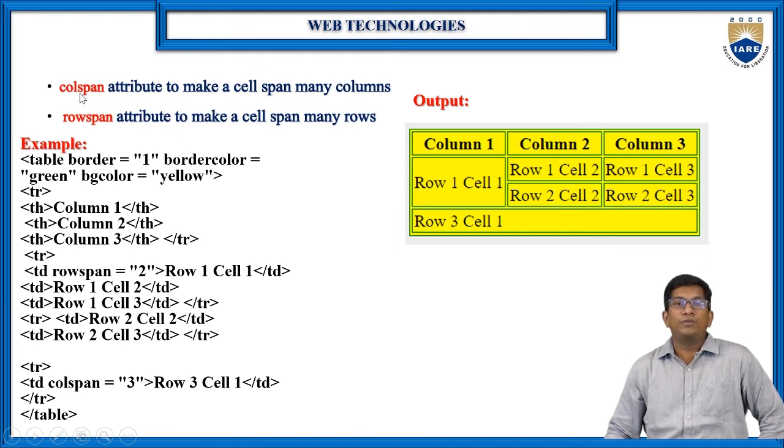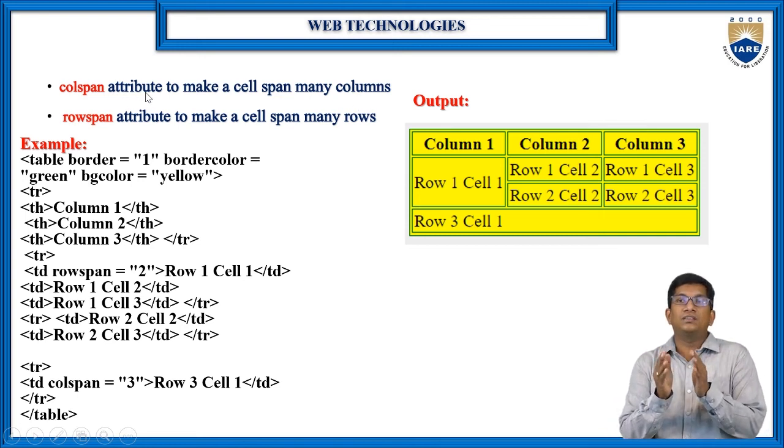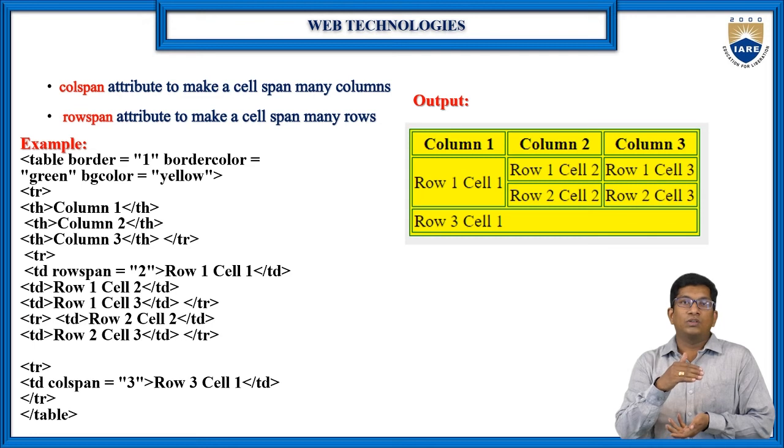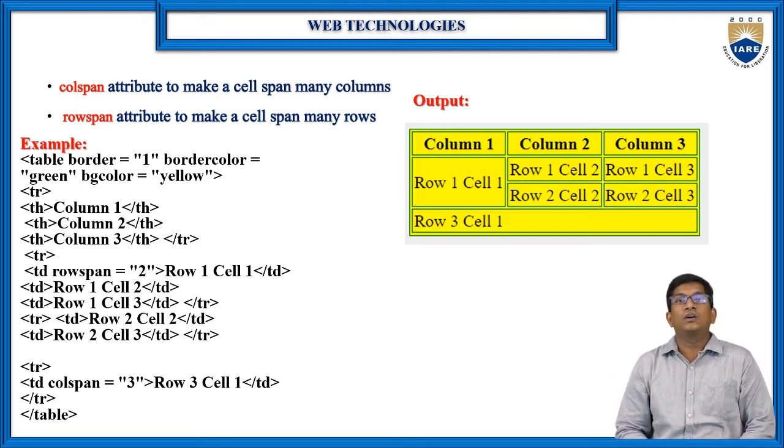So 2 more attributes in the table tag are col span and row span. The col span attribute is used to make a cell span many columns, right? If you want to merge 2 or more columns, then you have to use col span. If you want to merge rows, then you have to use row span. See here in this example, we have 3 columns. If you want to merge those 3 columns, then you have to use col span. If you want to merge row wise, if you want to merge these 2 rows, then you have to use row span, right?